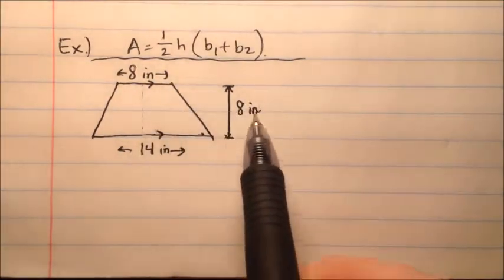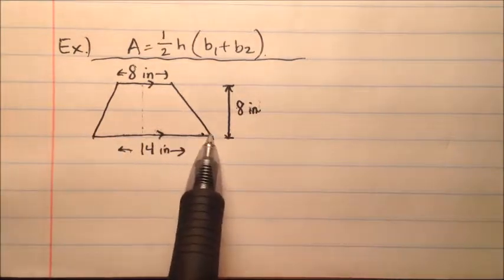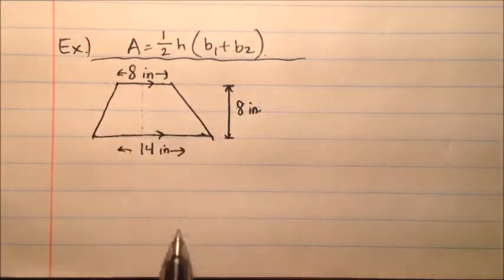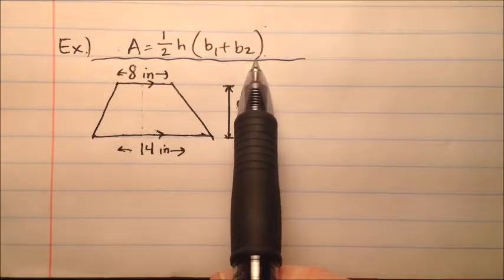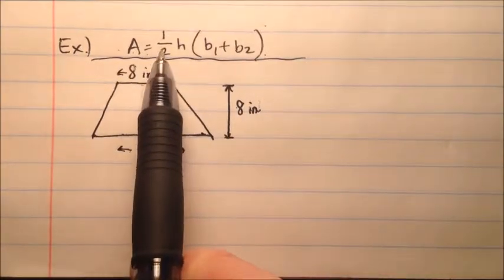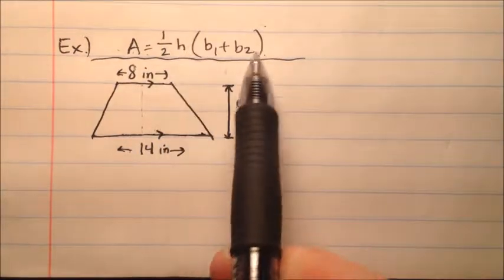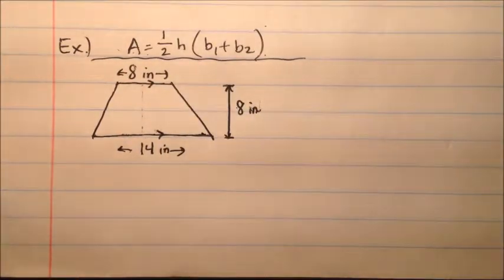The height is going to be, in our case, 8 inches. And then we have two bases here. We call it maybe base 1 and base 2. Doesn't really matter which way you go. But the formula to find the area of a trapezoid is going to be area equals half the height and then times this quantity, base 1 plus base 2.